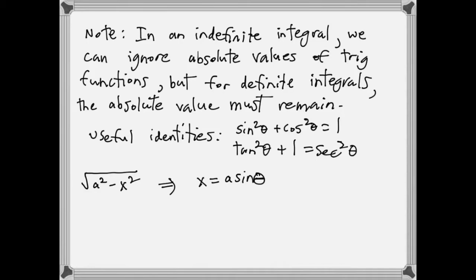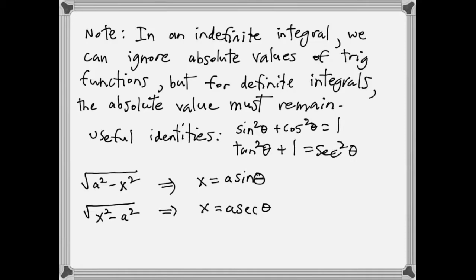What about if we have the square root of x squared minus a squared? So now letting it be sine is not going to help. We need to use secant theta. Why secant? Because now x takes on the hypotenuse. So x takes on the hypotenuse.